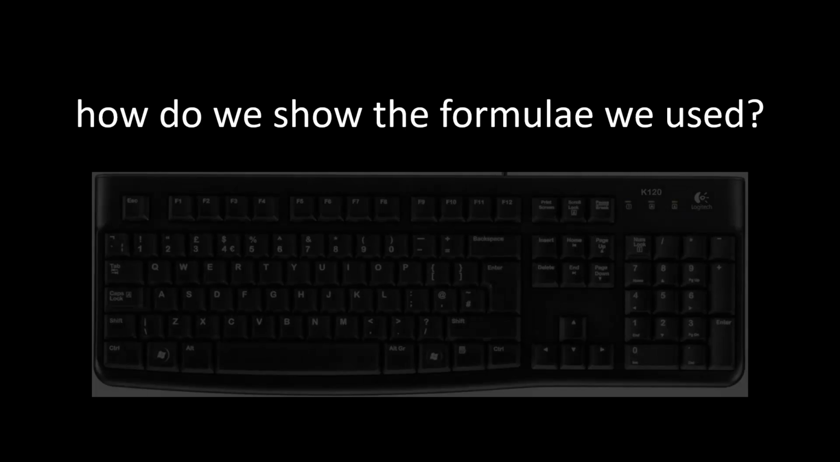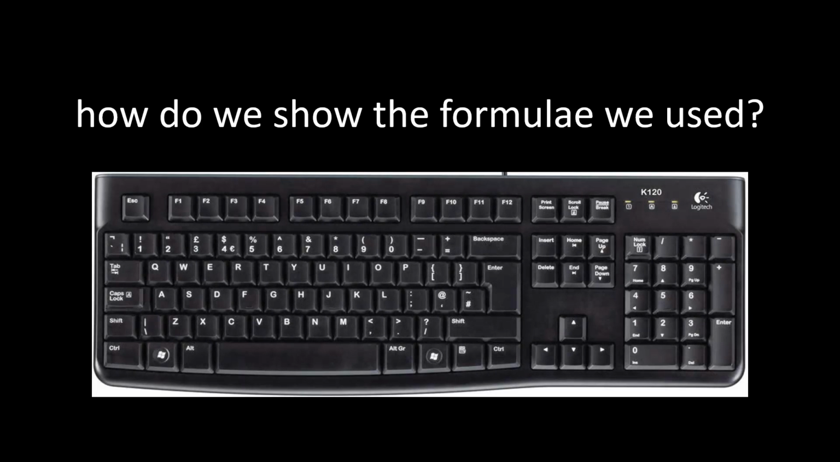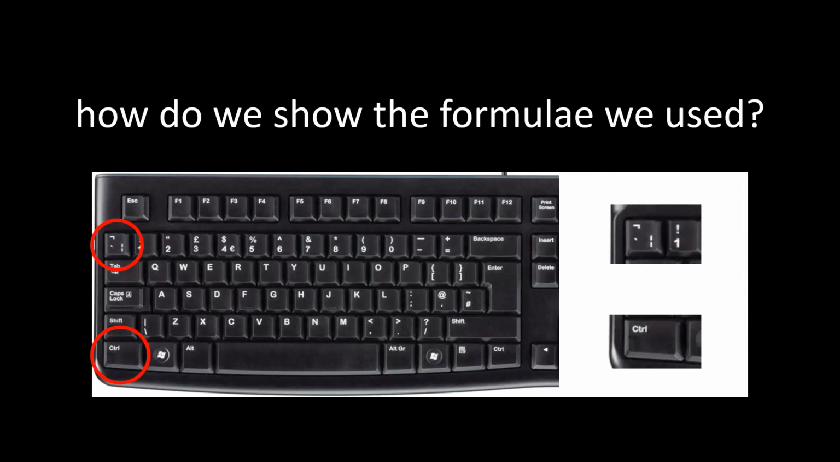Okay, so as I said, the next question is, how do we show the formulae that we used? So there's our keyboard. Now what we've got to do is hold down two keys. It's the Control key and the key to the left of the 1. There's some funny kind of symbols on it. It doesn't always look like that, but it's the key to the left of the 1. So let's have a little close-up on them. Those two there. Okay. So now let's go back to Excel.